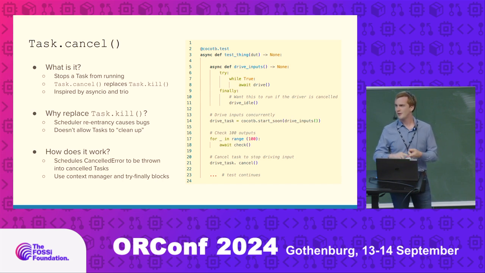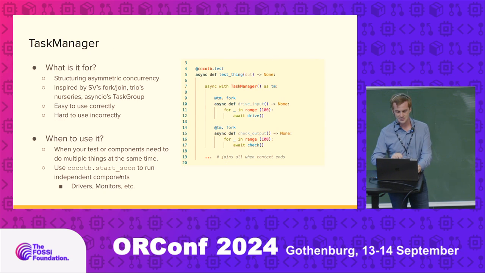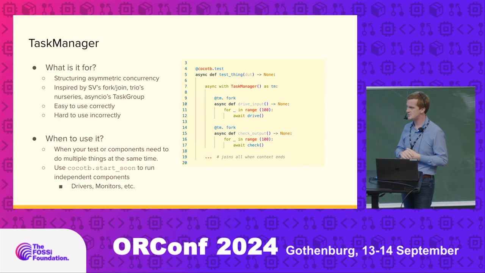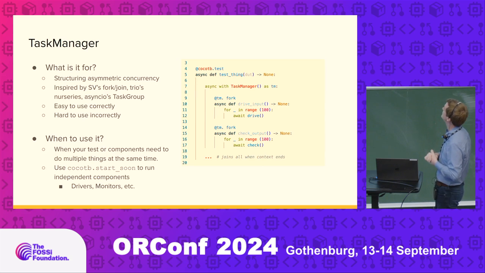And that will work for finally blocks, that will work for context managers, things like that, which takes us into our next new feature, which is the task manager. So this was inspired by things like SystemVerilog's fork join, or Trio's nurseries, asyncio's task groups. And it's a way for structuring asymmetric concurrency.